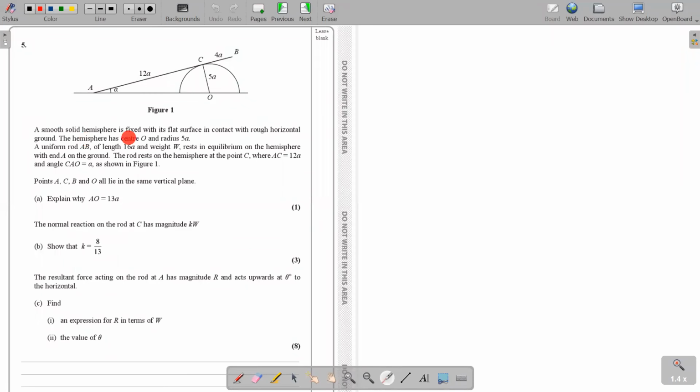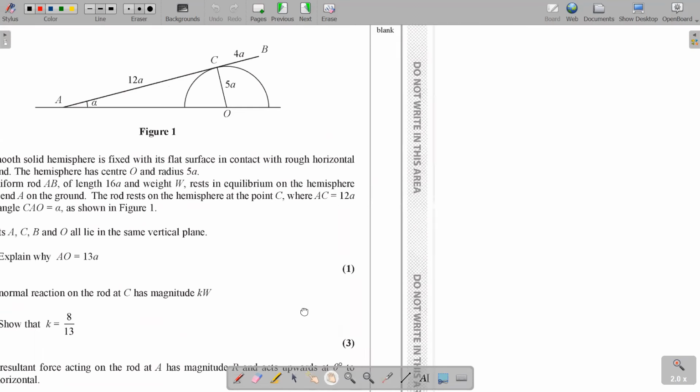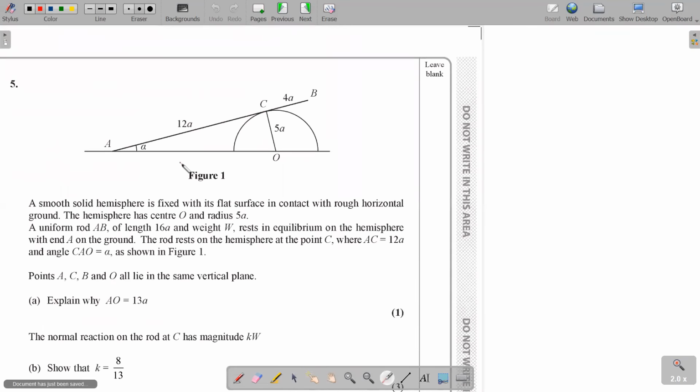A smooth solid hemisphere is fixed with its flat surface in contact with rough horizontal ground. The hemisphere has center O and radius 5a. A uniform rod AB of length 16a and weight W rests in equilibrium on the hemisphere with end A on the ground. The rod rests on the hemisphere at the point C where AC is equal to 12a and angle CAO is equal to alpha, as shown in figure 1.